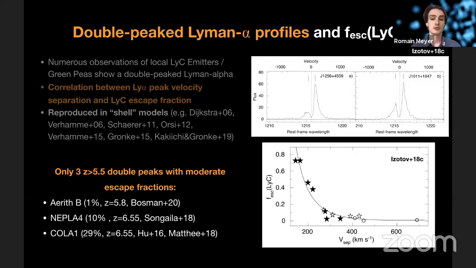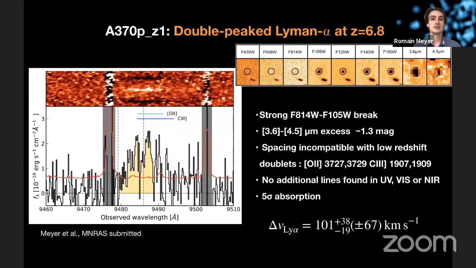Well, actually, we have 4 because we have a new one that I'd like to show you. It's called A370PZ1. It's found in the parallel field of Abell 370, and it has a strong drop in the Z band, hence the unimaginative name. So it has a very strong break. It also has a 3.6 excess, and this is very exciting because it indicates it's a high [OIII] emitter, and we've heard many talks on this today. So a photo-z of redshift 8, and we have this very nice double peak that we have seen in the spectra. This is X-shooter, 6 hours.